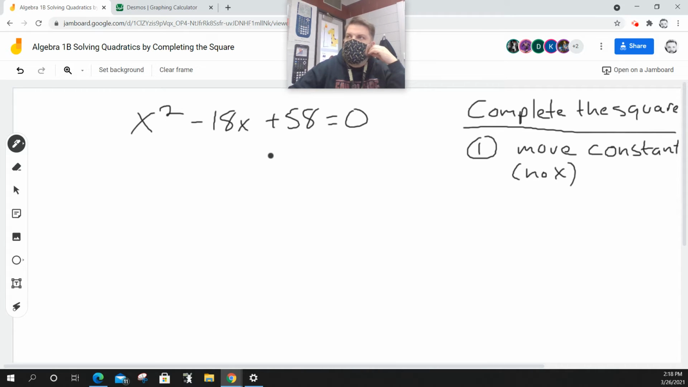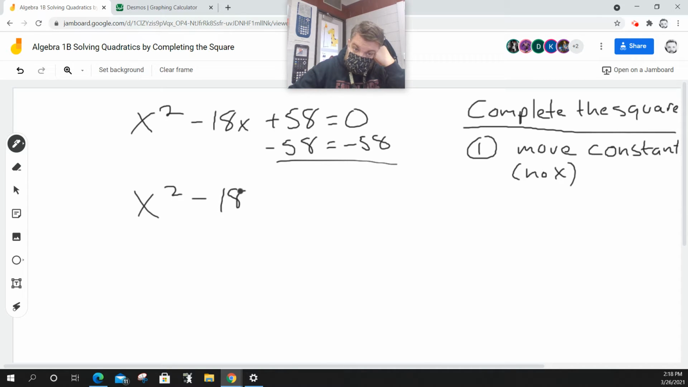58. How do I move a plus 58? So I'm going to subtract 58 from both sides. I get x squared minus 18x, leave yourself a little space, equals negative 58.